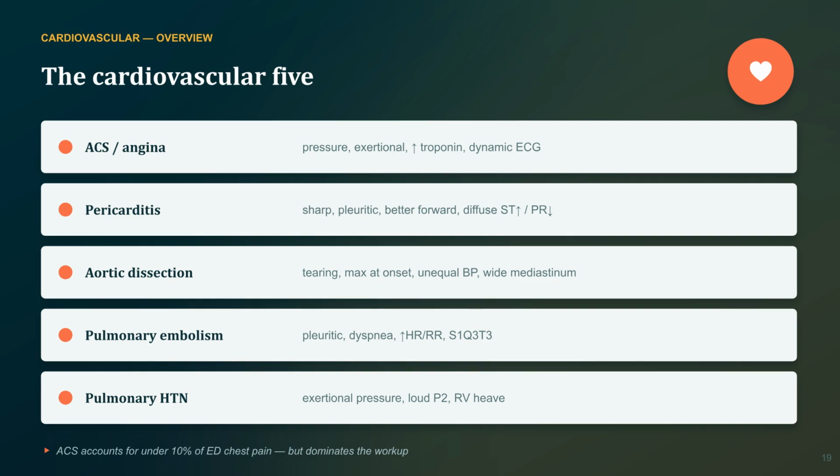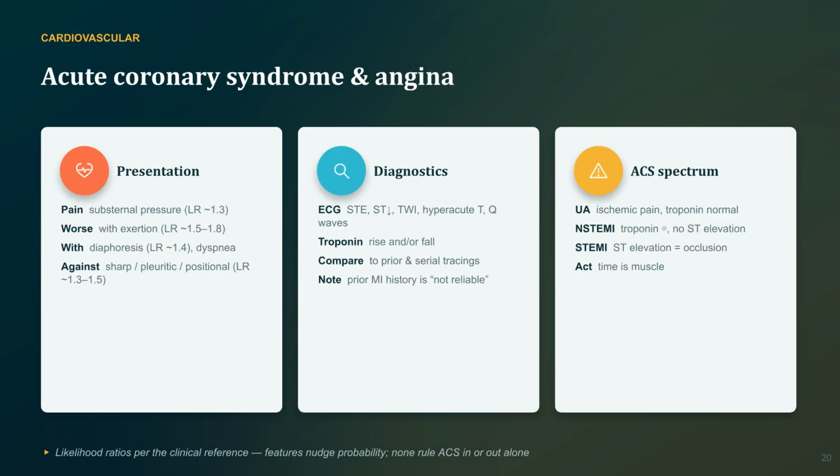Notice that while acute coronary syndrome accounts for less than 10% of emergency chest pain presentations, it dominates our workup because of its high mortality risk and the urgency of its management. Acute coronary syndrome symptoms often include substernal pressure made worse by exertion. While features like diaphoresis increase the likelihood of ACS, sharp or positional pain makes it less likely. Remember that clinical features nudge probability, but none rule the condition in or out on their own.